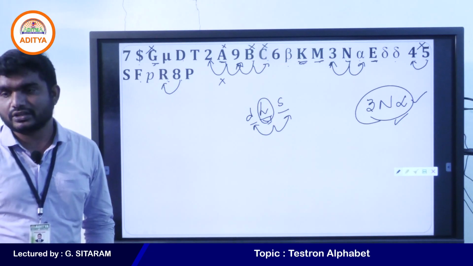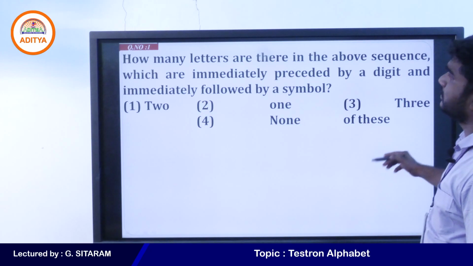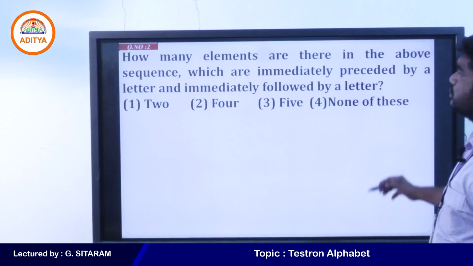Shall I move to the next question? How many letters are there in the above sequence which are immediately preceded by a digit and followed by a symbol? Only one. Then next question.